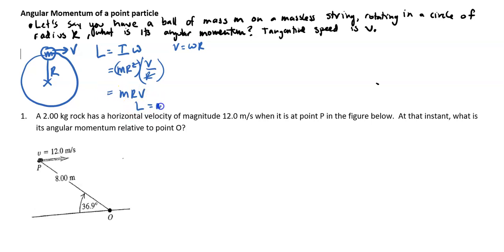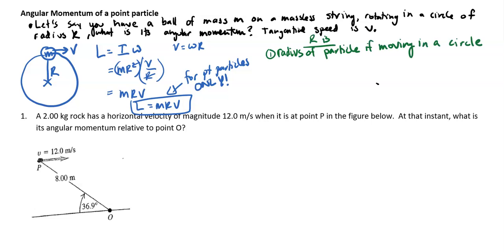So this right here is an equation that will work for point particles only. It will not work for all objects, but for point particles, it will work, and it is a great, nice little shortcut if you're given a tangential speed. I encourage you to use that when you're finding the angular momentum of something. We know m is the mass and v is the tangential velocity. Let's talk about what r is. r is the radius of the particle if it is moving in a circle.